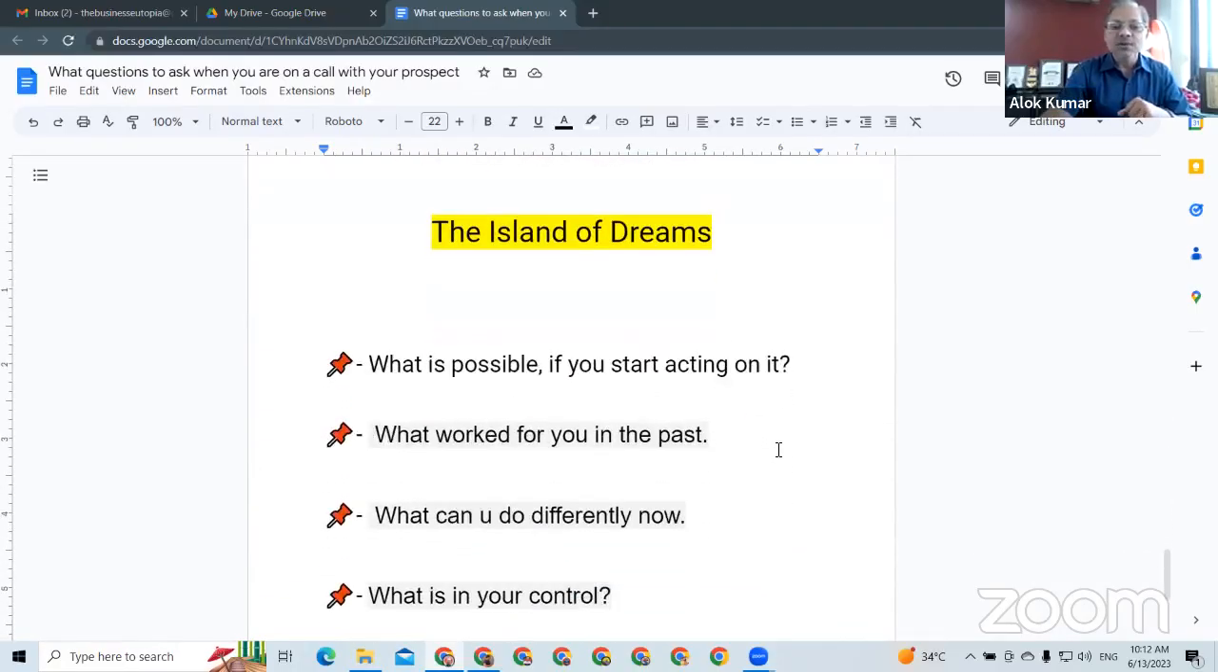Now let's talk about the island of dreams. What is possible if you start acting upon it? They have been in a problem for quite a long time. Now they want to come out of it. What would happen if they come out of the problem? What scene can they visualize once they are out of the problem? Maybe they are enjoying with their families, maybe they're enjoying their time and money and everything. They're going on trips, pursuing whatever hobbies or dreams they have.